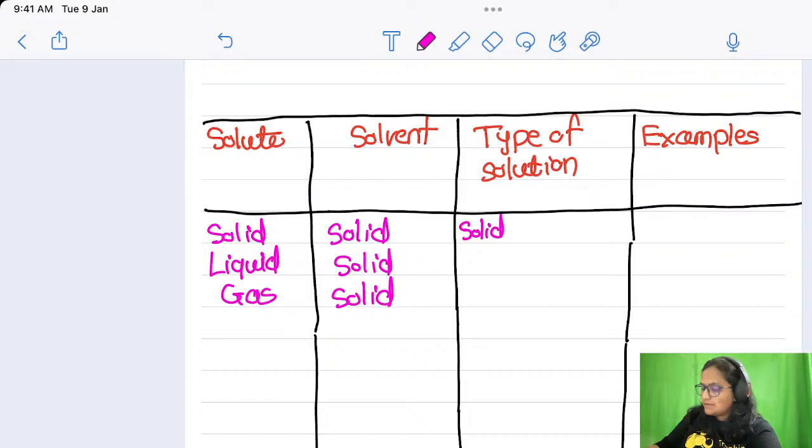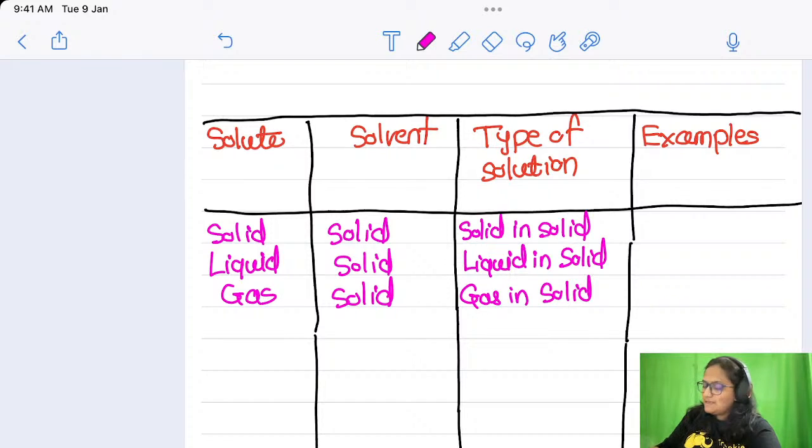solid in solid. Okay, it is called as liquid in solid type of solutions, and then last one is called as gas in solid type of solutions, right? Examples for solid in solid: alloys. Okay, alloys means what? I'll tell you about alloys in detail later on. Alloys is a mixture of metals and non-metal solids.